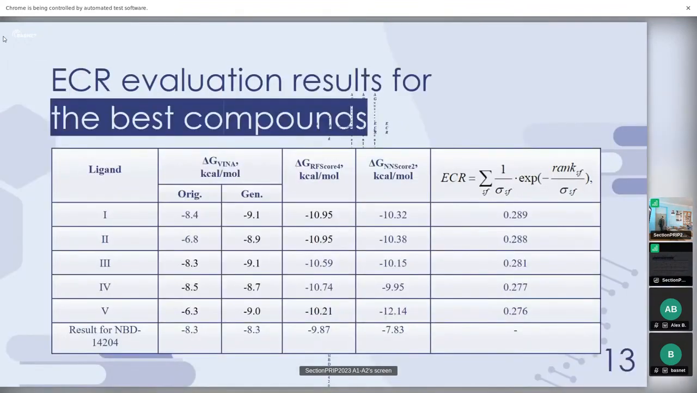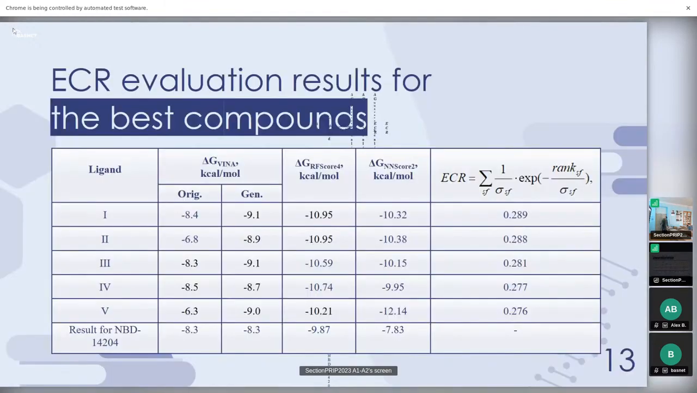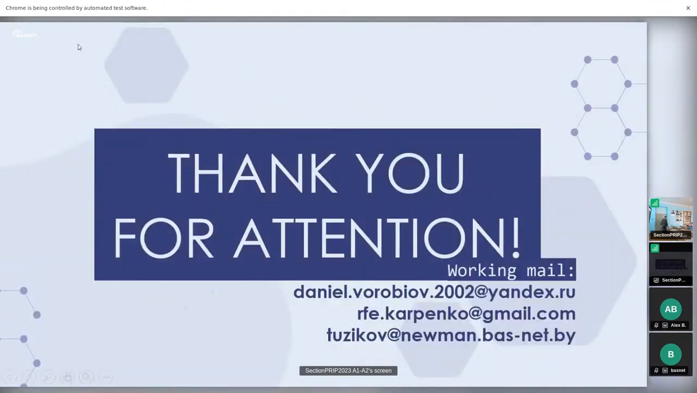Okay, that's the conclusion. In this work, the GP120 class theory, the HIV-1 target was analyzed. After that, we made a pharmacophore search and docking. And with this information, we made a training sample for our models, and several models were trained. We have generated additional inhibitors, and we have identified the most promising ones of them. Thank you a lot for your attention. I will be glad to answer your questions.